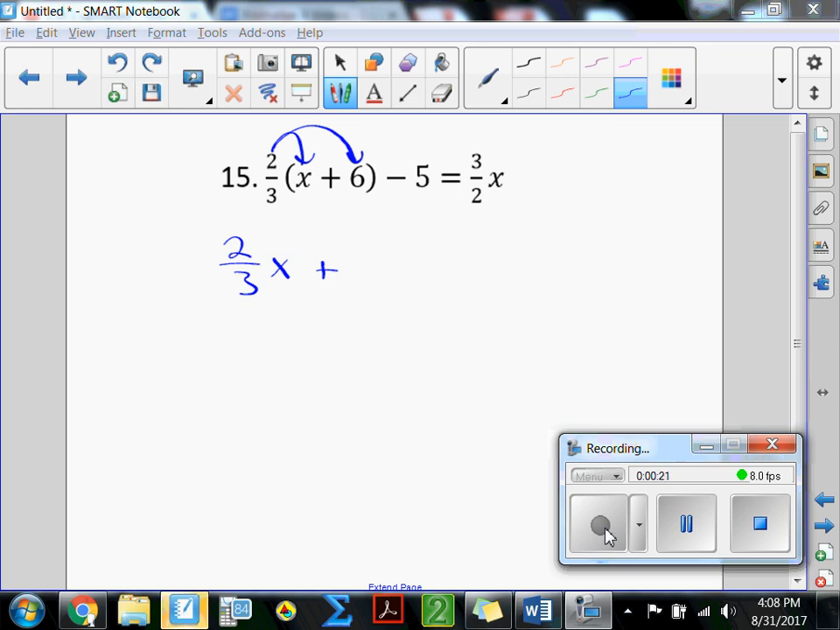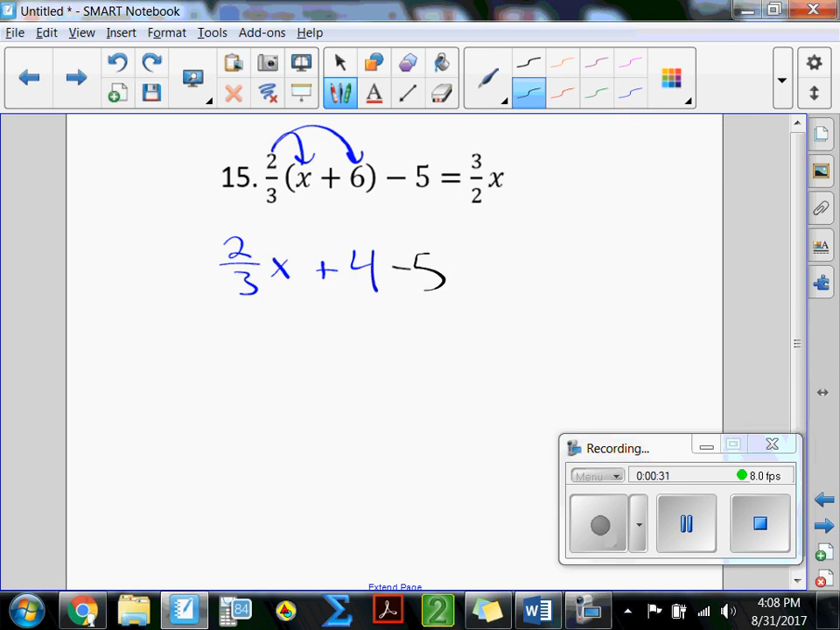You can also take the 2 from the numerator, multiply by 6, which is 12, and then divide by 3, which is 4. 2/3 times 6 is 4. I also have a subtract 5 and an equals 3/2 x.